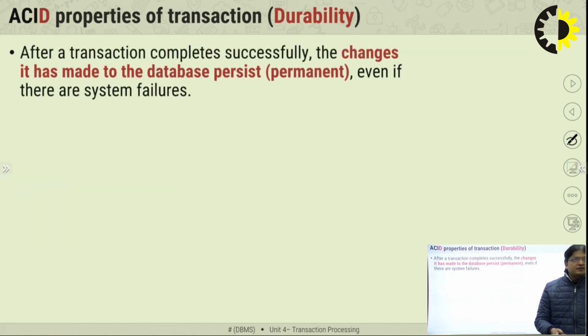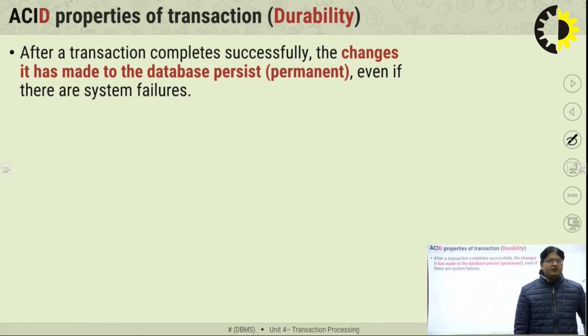Next is durability. Durability means that after the transition successfully completes, the changes that it has made must be made permanent in the database, even though there is a system failure. A failure in the system may occur due to a variety of reasons. It may be a glitch in the software, it may be a problem in hardware, it may be transition related, it may be related to the DBMS, or it may be related to the operating system itself.